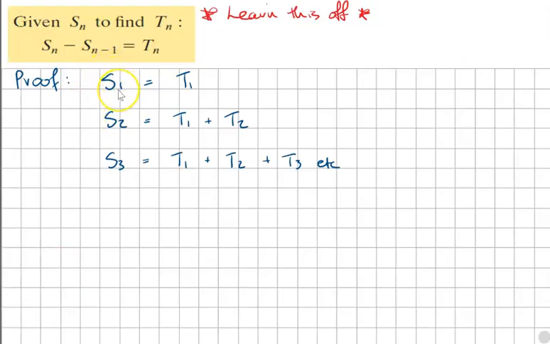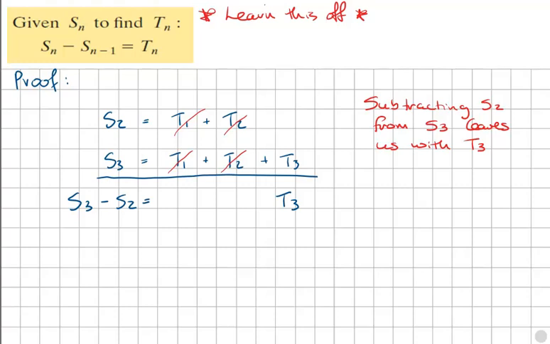Okay, so if S1 is equal to term 1, then S2 is equal to term 1 plus term 2, and S3 is equal to term 1 plus term 2 plus term 3, etc. So S4 would be equal to term 1 plus term 2 plus term 3 plus term 4, and so on. If we just focus in on S2 and S3, so I've gotten rid of S1 because it's not actually a part of the proof. I just used it to explain where S2 and S3 came from. So focusing in on S2 equaling term 1 plus term 2, and S3 equaling term 1 plus term 2 plus term 3.